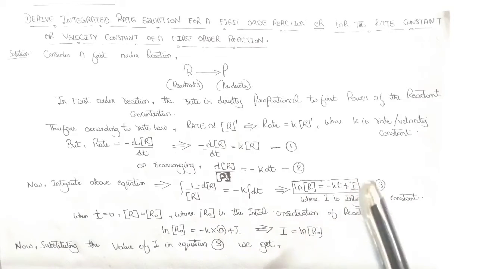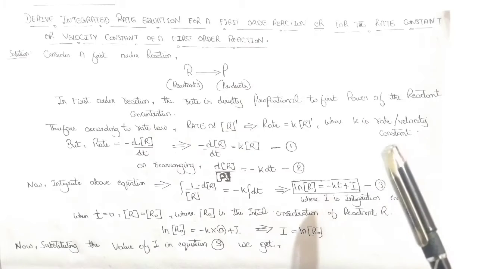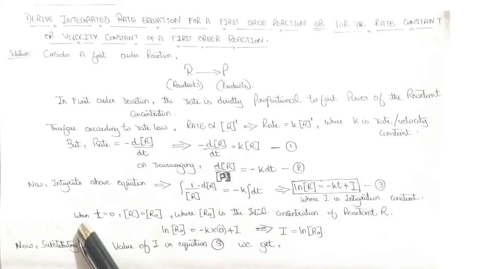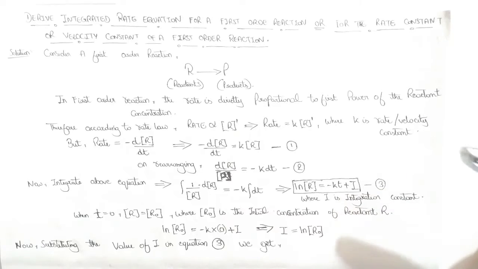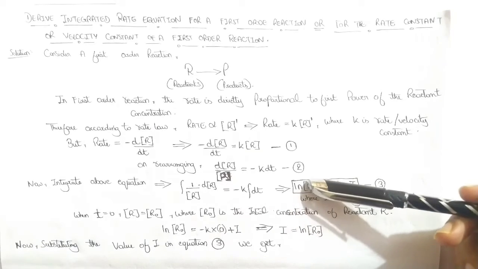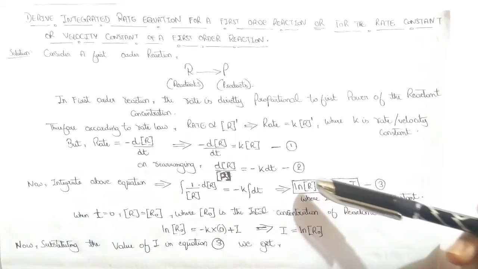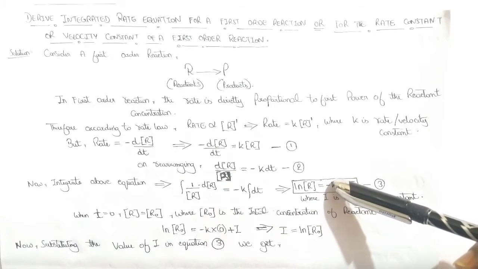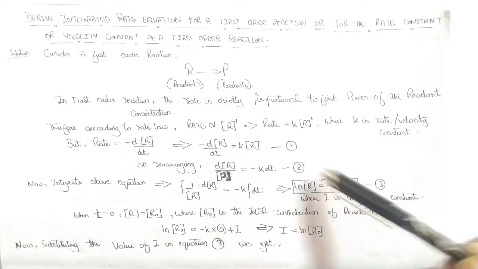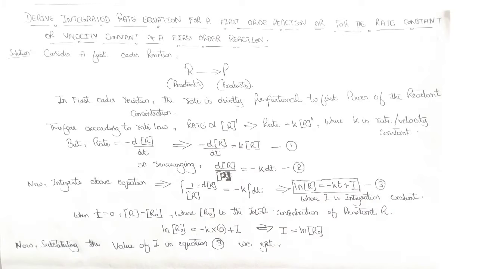Now we should know what the value of I is. In order to know the I value, we will take this equation such that we know this value, and both the values along with this value, so that on equating we will get the I value.